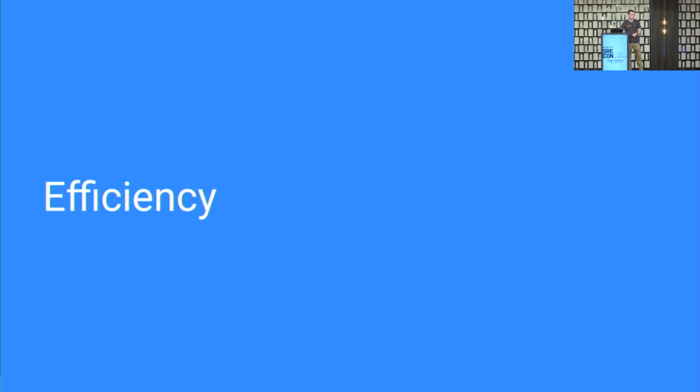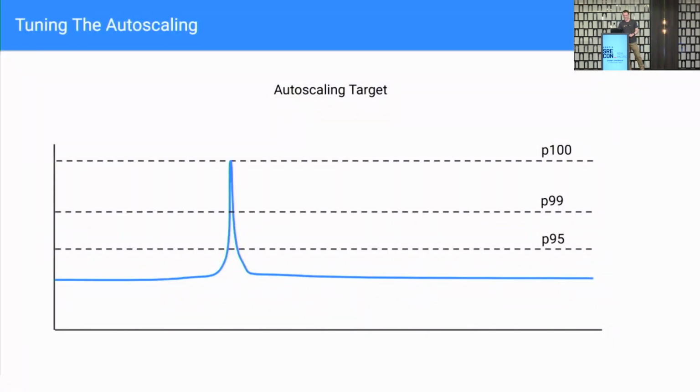Okay, so you're now correctly provisioned for your incoming capacity, but how do we do that cost effectively? How do we do that cheaply? All right, we're in a recession right now. We want to save money. Let's start by tuning our autoscaling.